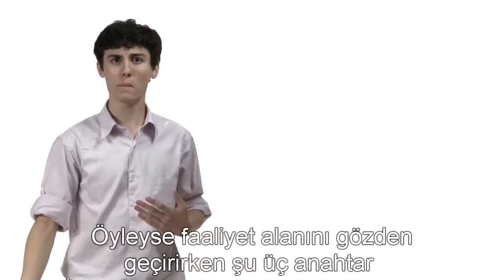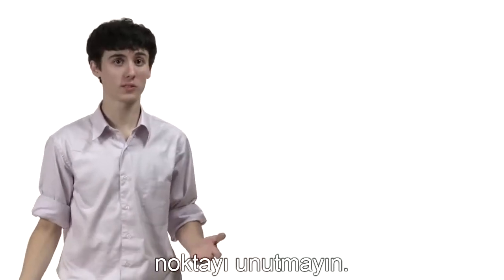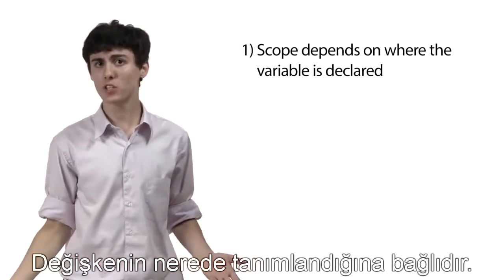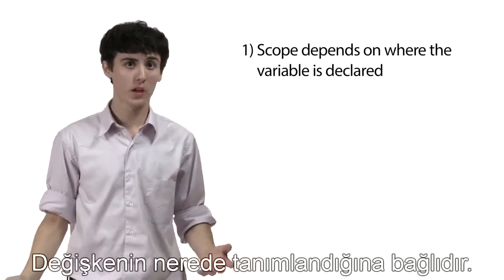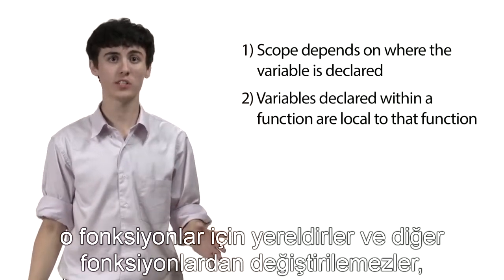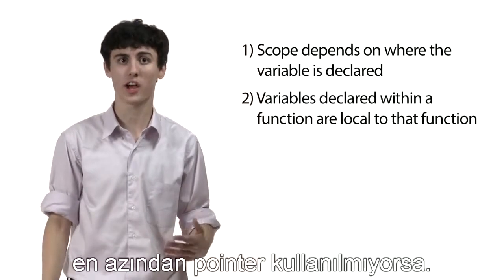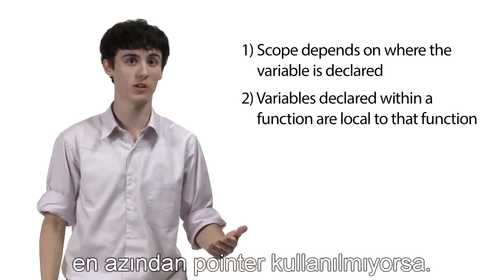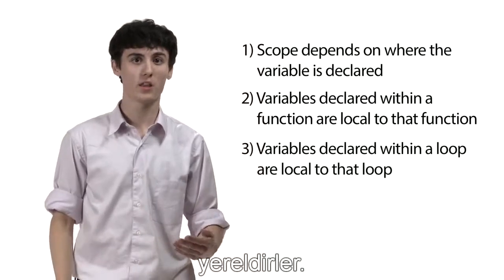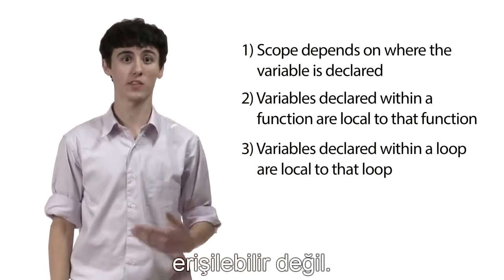So when reviewing scope, make sure you remember these 3 key points. 1. Scope can be either local or global. It depends on where the variable is declared. 2. Variables declared or initialized in functions are local to that function and cannot be changed by other functions, at least not without using pointers. Finally, variables are also local to loops that are declared within. The variables are not accessible outside of the loop.